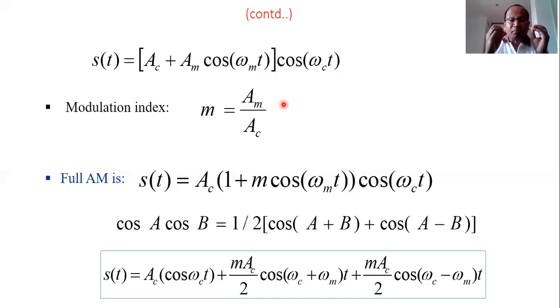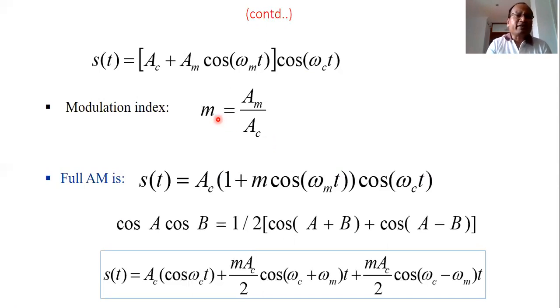What is the maximum possible amplitude of the instantaneous value? Am. So how much maximum change may occur? That is Am, with respect to the carrier amplitude. Therefore Am divided by Ac is defined as the modulation index. What is modulation index here? Am divided by Ac, that is, the change in carrier amplitude with respect to its original value is called the modulation index.